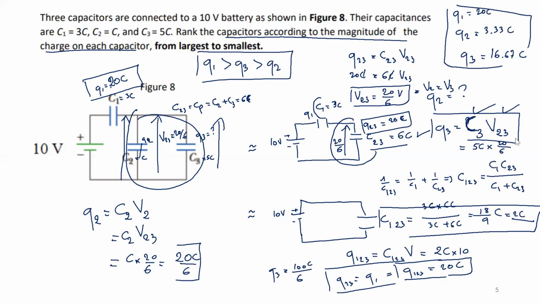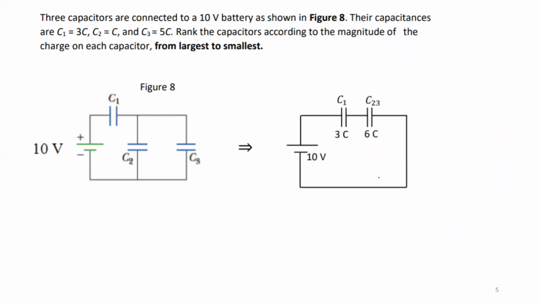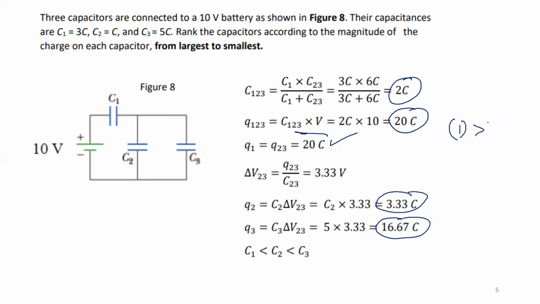Okay, good. Now, let me erase this and point out something very important. So the solution is given. And you see, this is what you get. And this is Q1, as we said, is 20C. And then this is Q2, and this is Q3. So of course, 1 is the largest charge, then 3, okay, then 2.